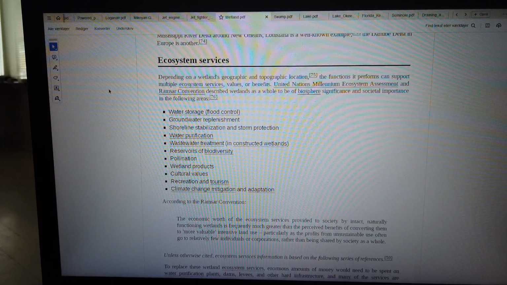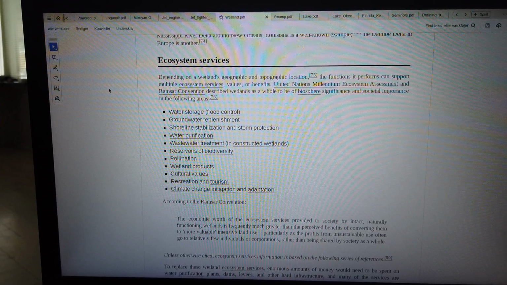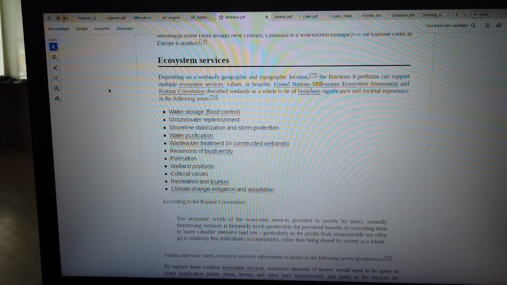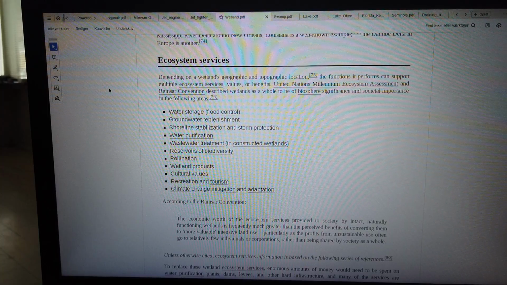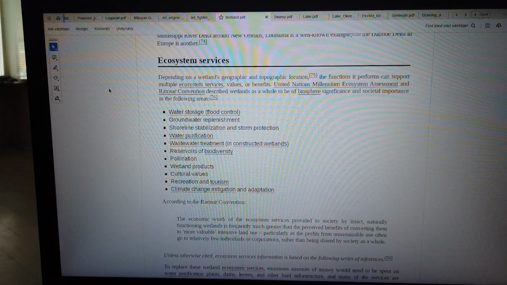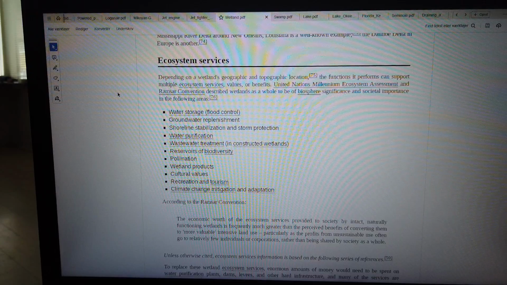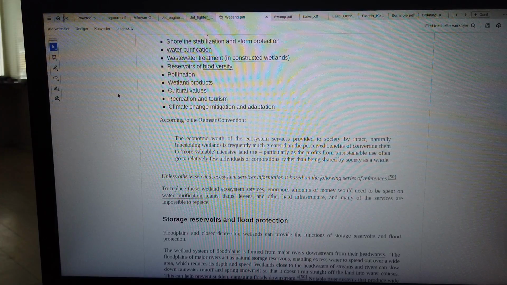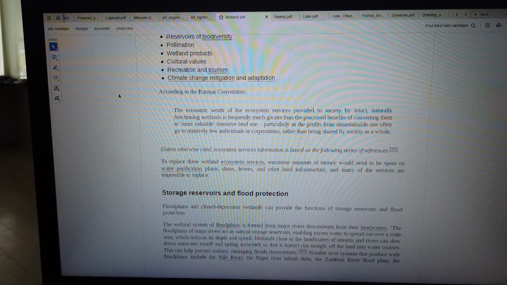The United Nations Millennium Ecosystem Assessment and Ramsar Convention described wetlands as a whole to be of biosphere significance and societal importance in the following areas: water storage, flood control, groundwater replenishment, shoreline stabilization and storm protection, water purification, wastewater treatment in constructed wetlands, reservoirs of biodiversity, pollination, wetland products, cultural values, recreation and tourism, climate change mitigation and adaptation.